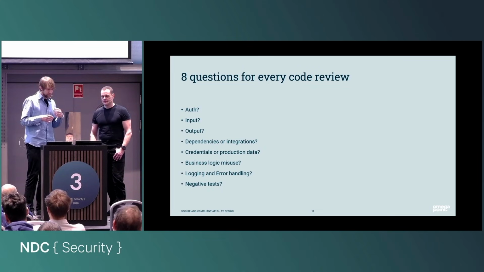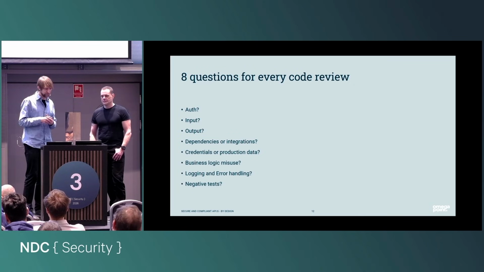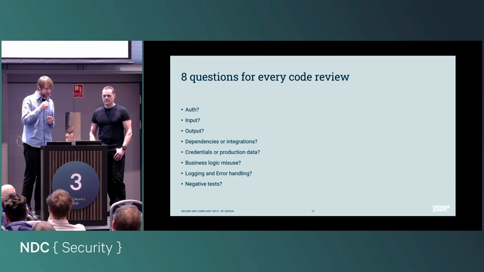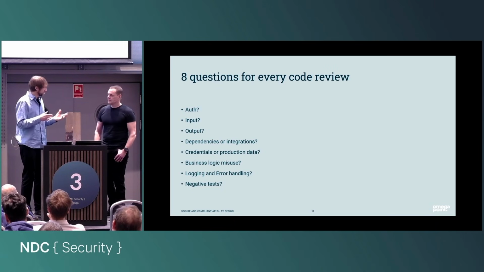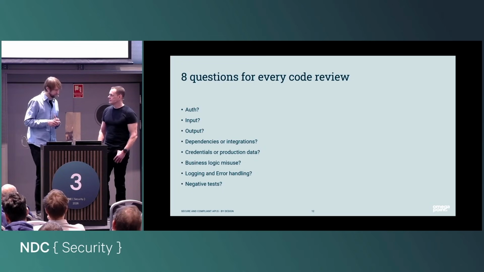And then business logic misuse. It was really simple business logic here. This could, of course, be very complex to analyze, but you need to think of those negative test cases and how this can be misused. And then tightly connected to that, we have logging and error handling, and finally tests. And when you do the security review, in particular, look for those negative test cases if they are there. Often there are happy case tests, but often the negative ones are missing.